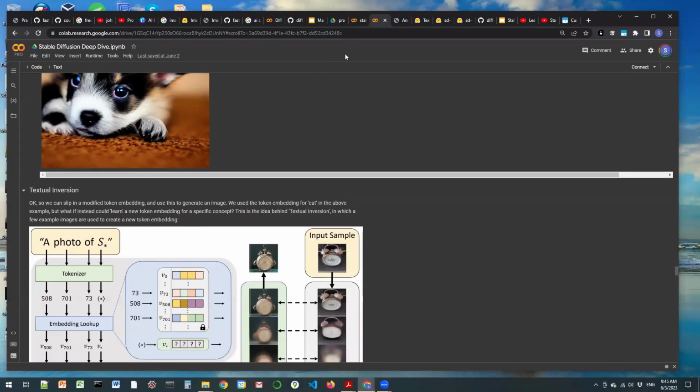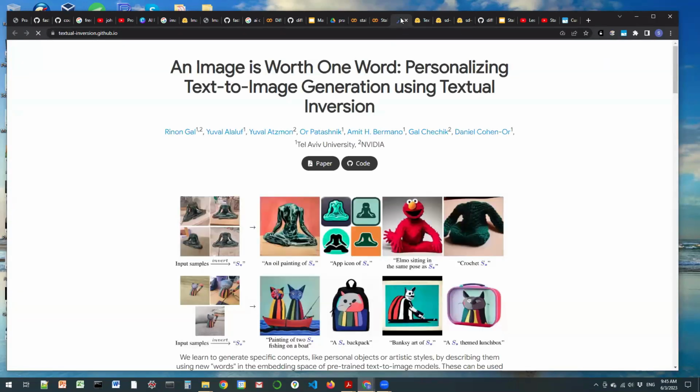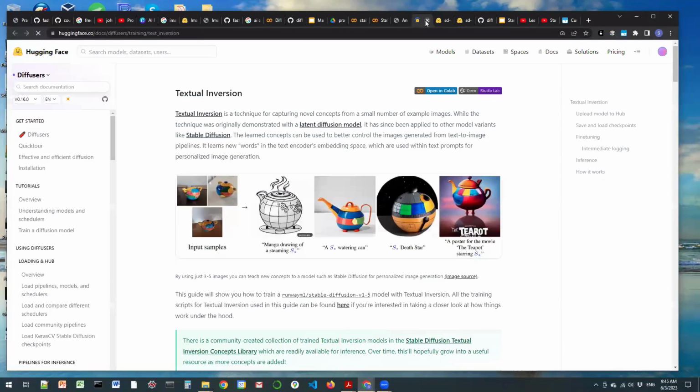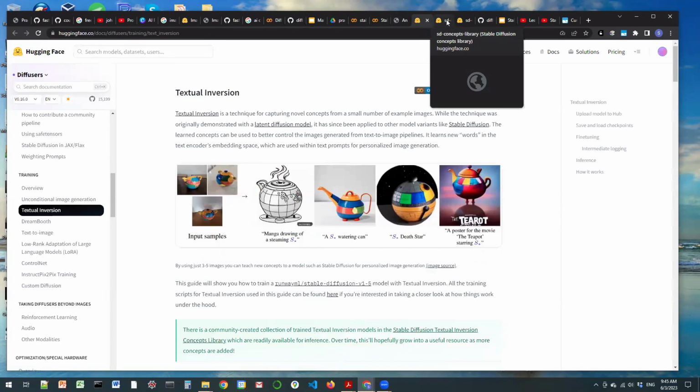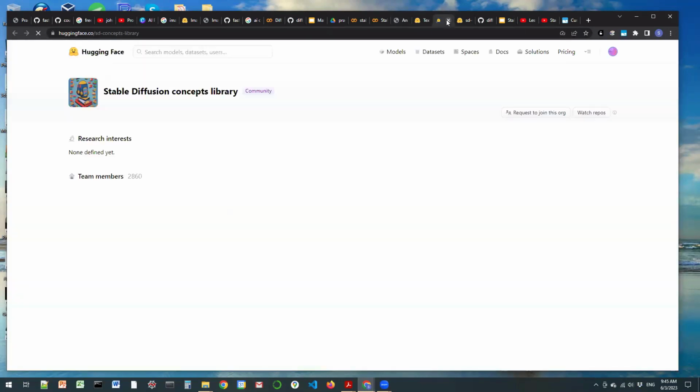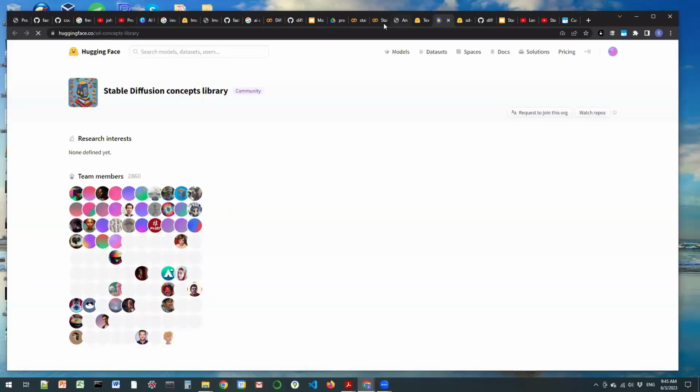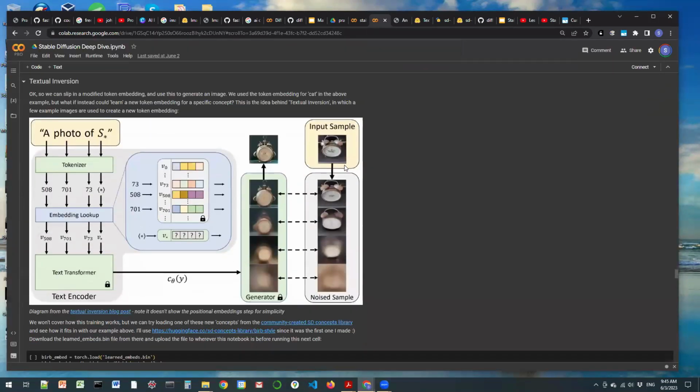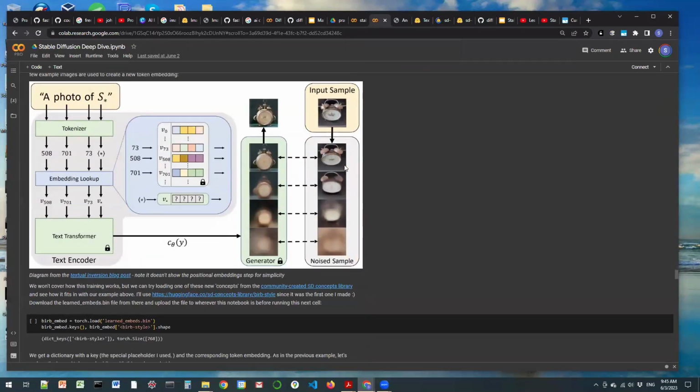There's apparently a famous blog. I'll post the link to the blog. I had it here somewhere. Yeah, this is the blog which describes the textual inversion paper, and he talks about the Hugging Face textual inversion notebook. You can look at the Hugging Face Stable Diffusion concepts library. All of that he refers to in the notebook. Since we only have about 15 minutes, I'm going to rush through it, but feel free to play with these things.